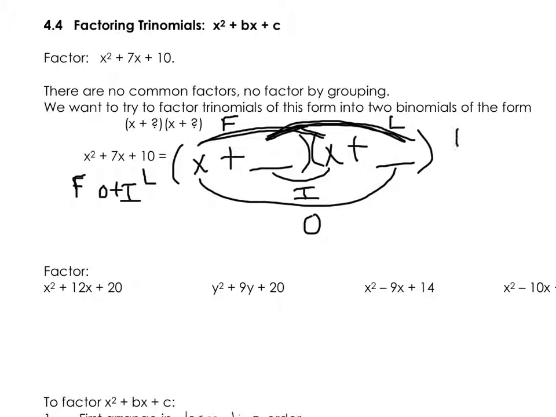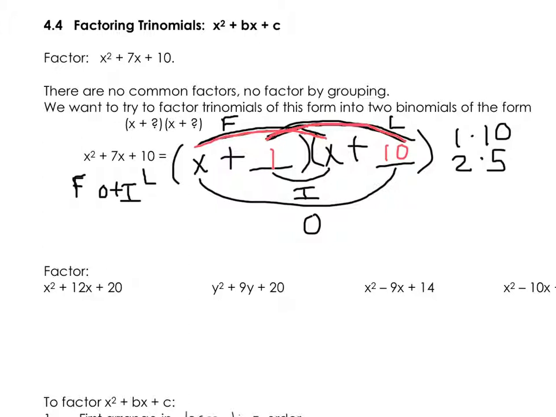How can we do that? 1 times 10 is 10, and 2 times 5 is 10. So let's put a 1 here and a 10 here to see what happens. We know that we have x squared. We know that we have 10.